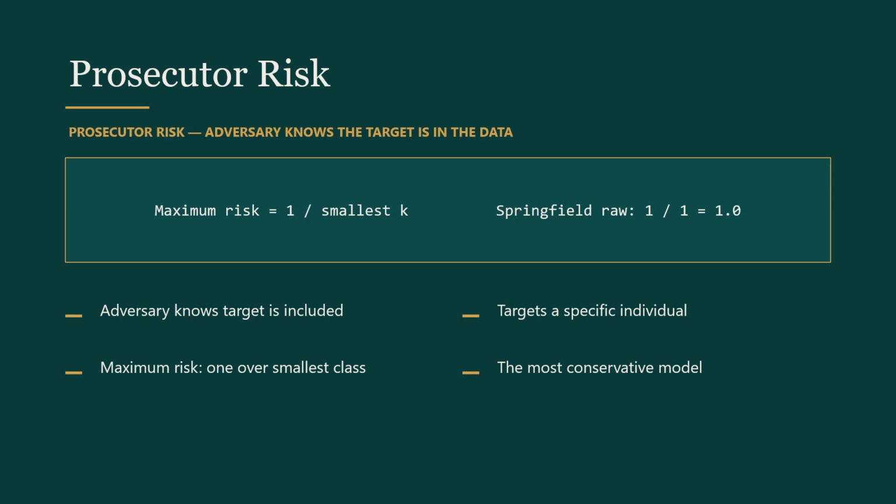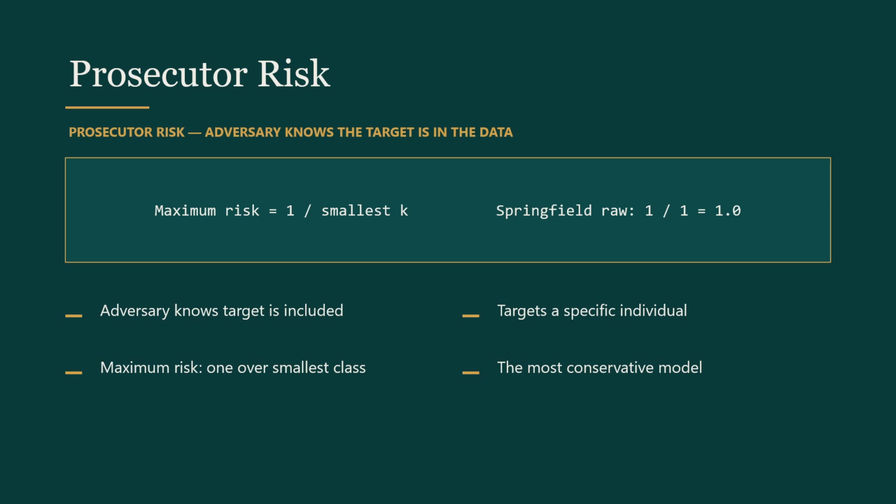Adversary 1 is called the Prosecutor, and the name is a story. Imagine an attacker building a case against one specific person, and they already know, from outside knowledge, that their target is in the dataset. An employer who knows their employee was hospitalized that month, an ex-spouse, a neighbor. Membership is not in question, so the attacker's only job is to find which record is the target using the quasi-identifiers they know: age, sex, zip code.